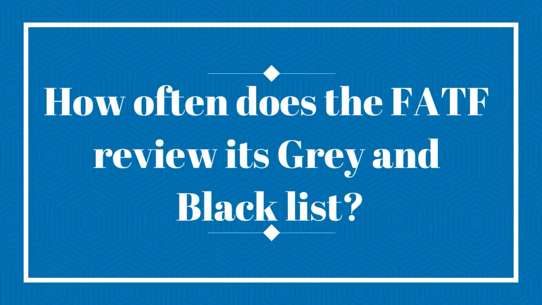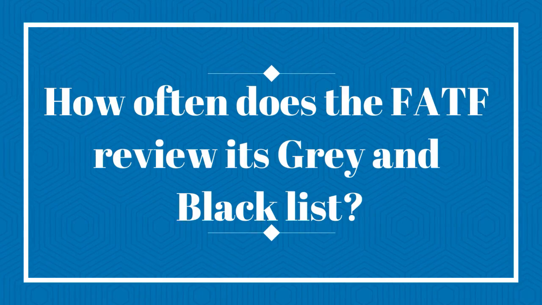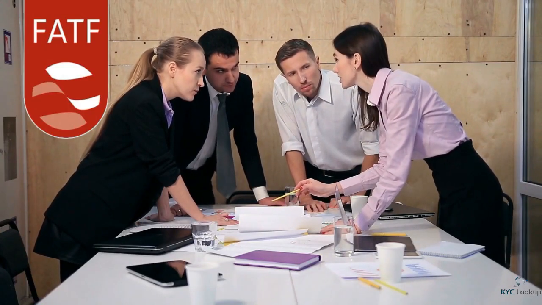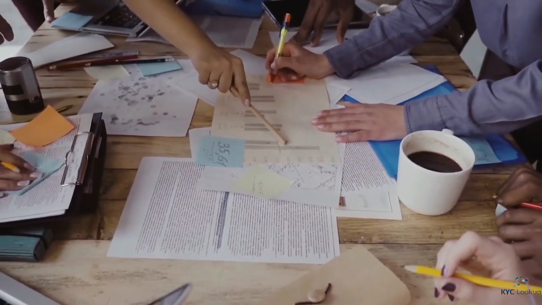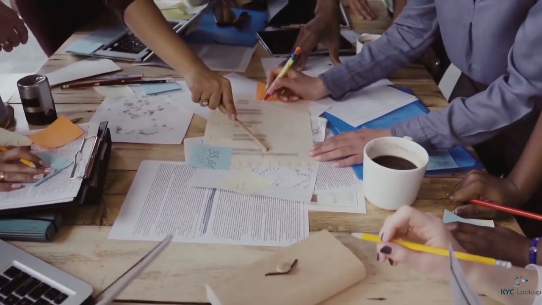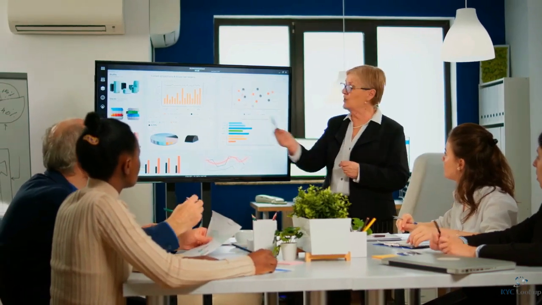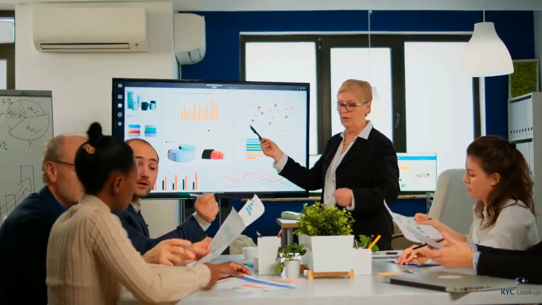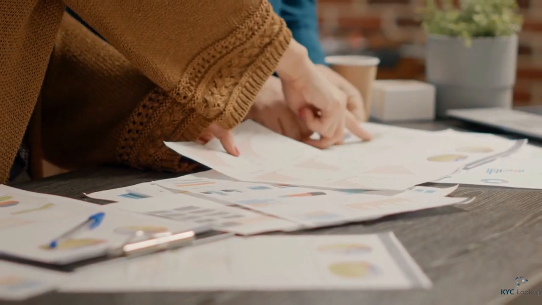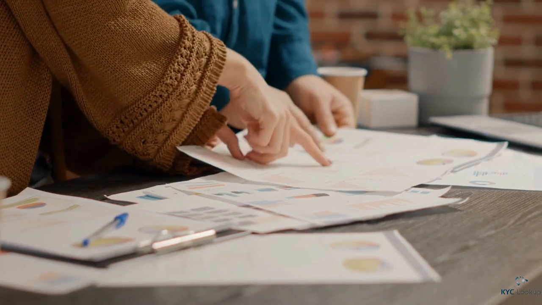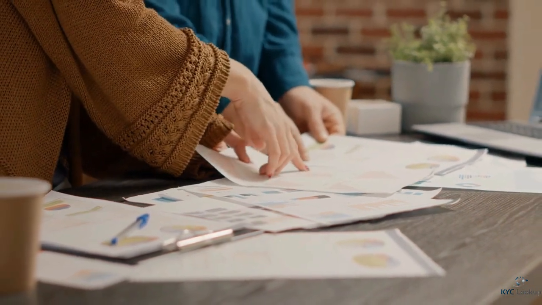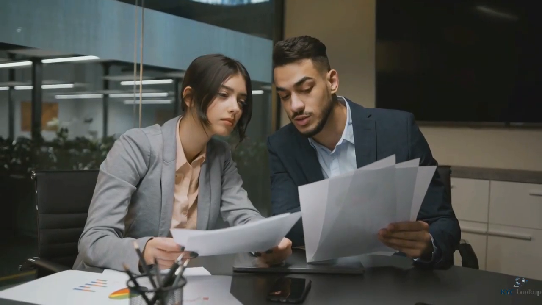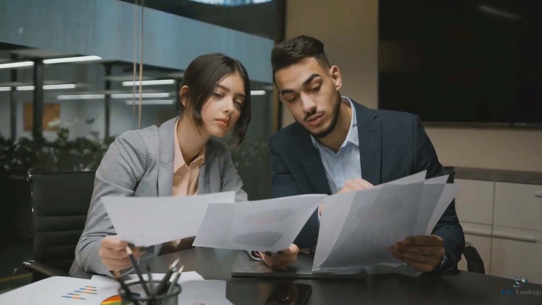How often does the FATF review its Grey and Black list? The Financial Action Task Force, FATF, reviews its Grey and Black lists on an ongoing basis. The FATF conducts a comprehensive review of the Grey and Black lists every 12 to 18 months. During these reviews, the FATF assesses each country's progress in addressing the deficiencies identified in their previous review and determines whether they should remain on the list or be removed.